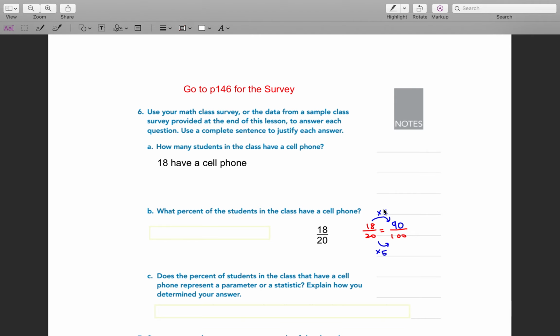So 18 times 5 is 90. And so this is 90 over 100. That's the same thing as 90%. So 90% of the class have a cell phone.